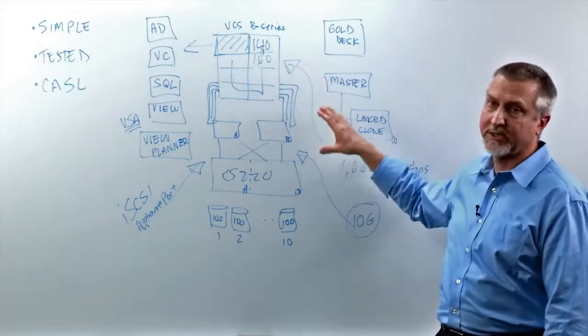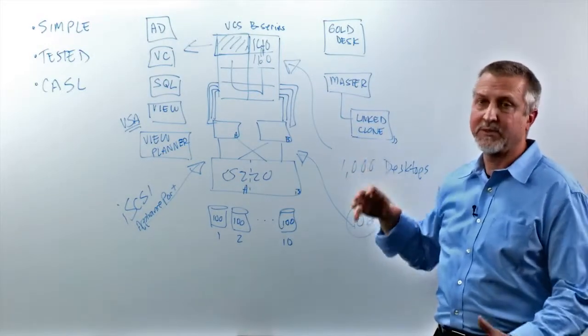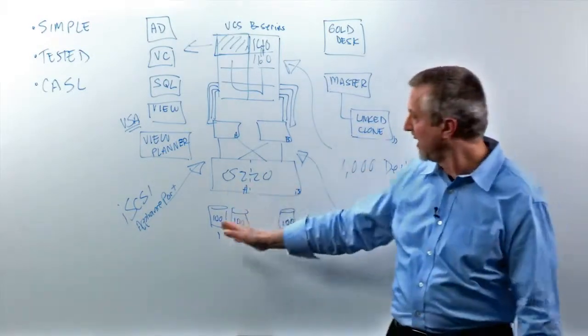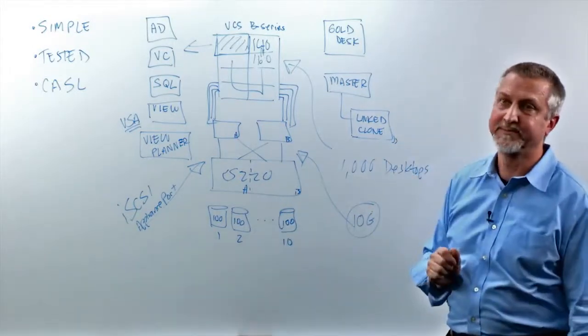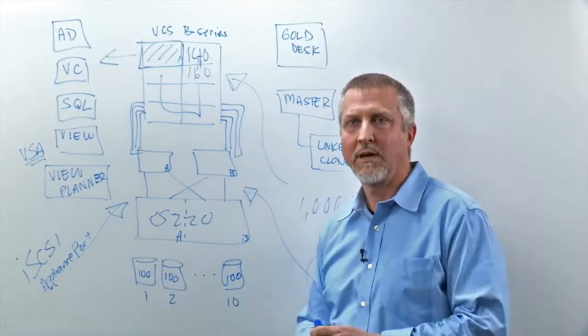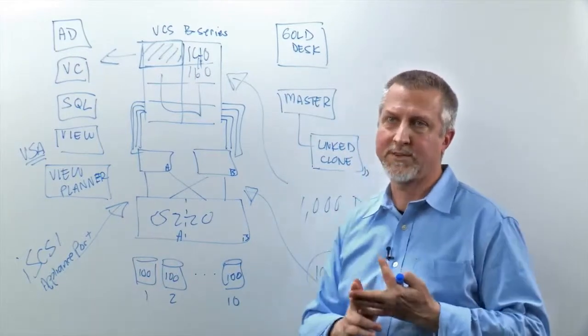So this reference architecture gives us a very simple and straightforward way to build anywhere from 100 to 1,000 desktops. So this was a quick overview of the Nimble VMware Cisco reference architecture.